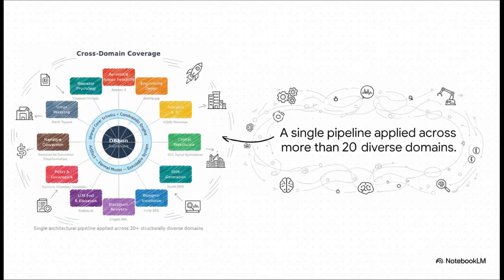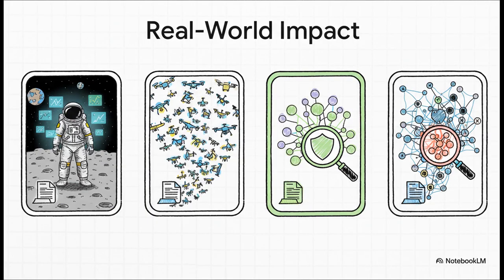Now, what's really amazing here is just how powerful this one single pipeline is. It's totally domain-agnostic. It doesn't care what the subject is. The exact same 6 steps have been used on documents from more than 20 completely different fields. We're talking everything from aerospace and robotics all the way to urban planning and finance. It's wild. And the real-world examples are just wow.